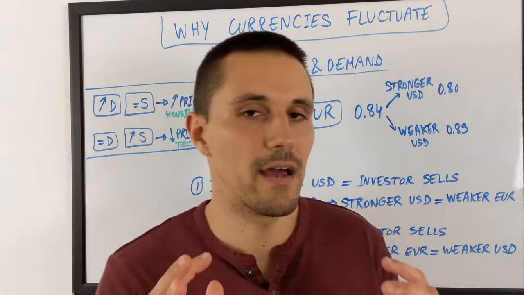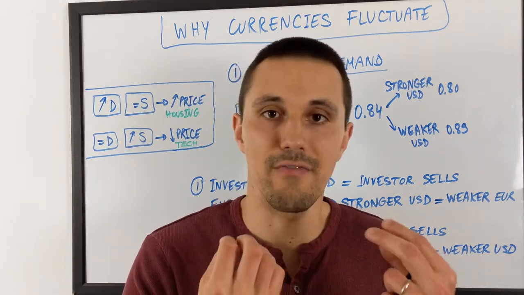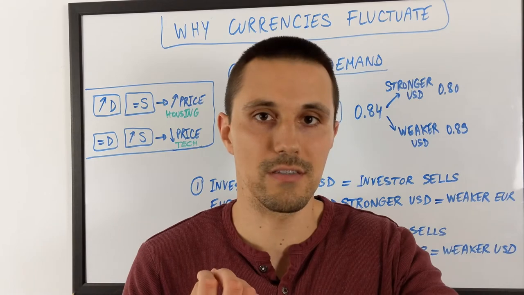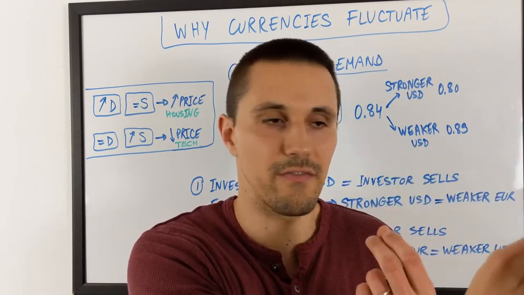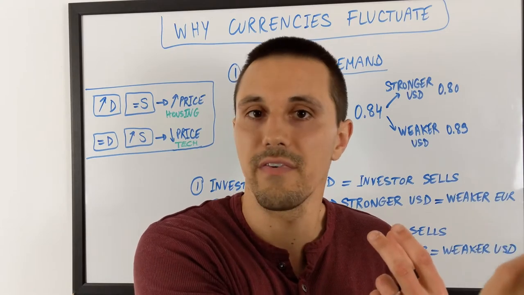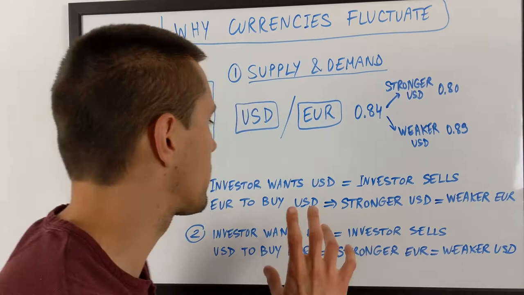So what does it mean? Imagine we are in a very simple world and you can only have one currency, okay? That means if I want to buy US dollars, I have to sell euros. And the other way, if I want to buy euros, I have to sell US dollars. That's very important to understand, okay?